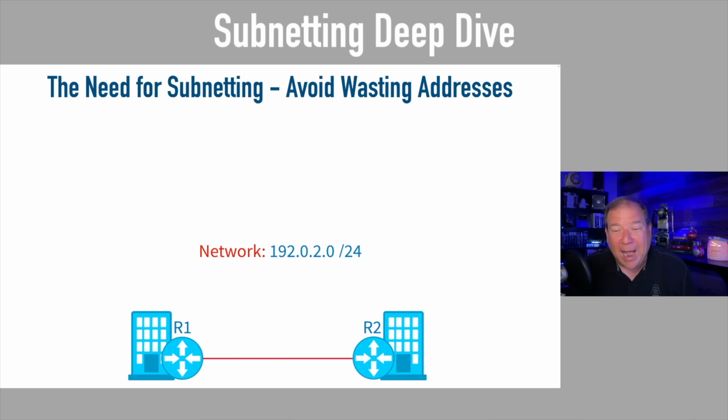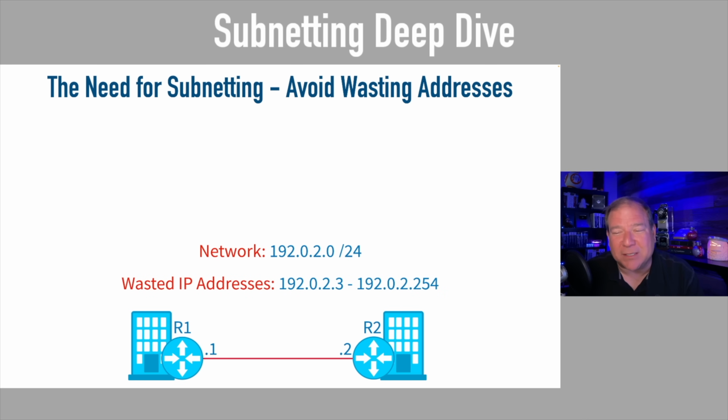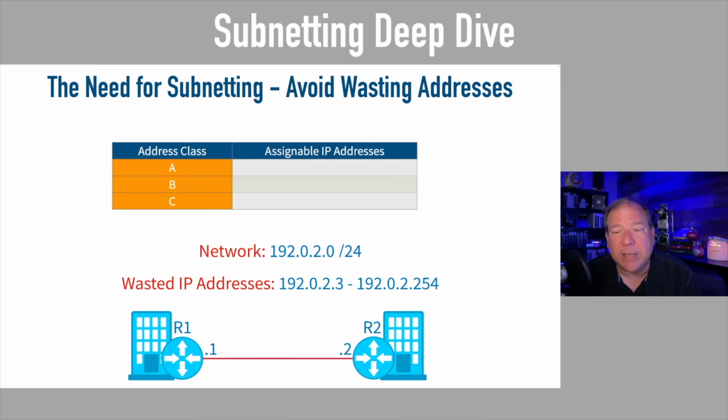2. R1 needs an address, R2 needs an address. That means I have just wasted 252 addresses. I burned an entire subnet for 2 addresses. So this would have been a great opportunity for me to use some borrowed bits. I could have added bits and I could have had a /30 subnet mask. That would have given me my 2 usable addresses. So I just wasted 252 addresses by doing that.